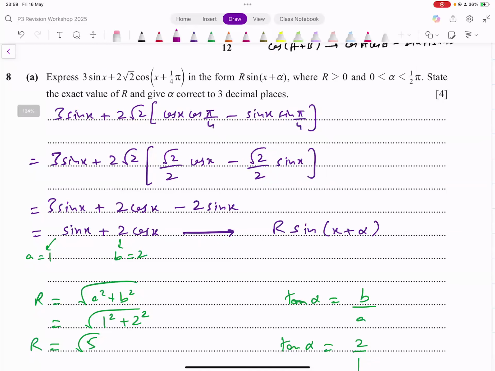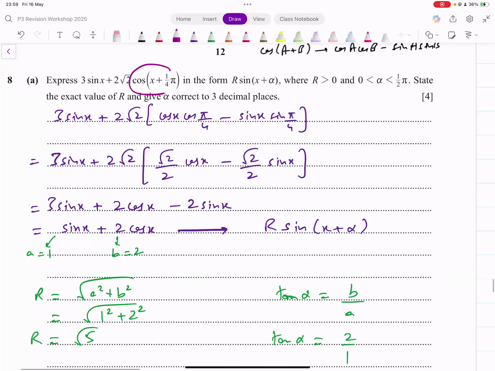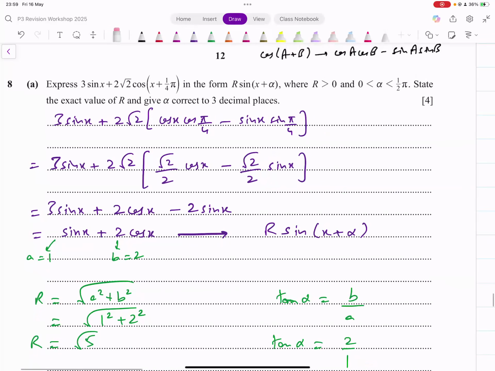Using the compound angle identity for cos. Cos of a plus b is cos a cos b minus sine a sine b. We use that identity to expand this thing. And then we simplify this. Cos of pi over 4, we can evaluate this on the calculator, under root 2 over 2. This is also under root 2 over 2. Then you simplify this further and you end up getting sine x plus 2 cos x after simplification.